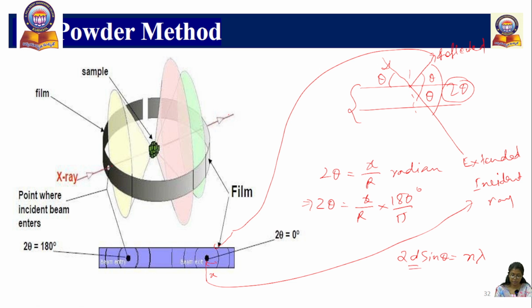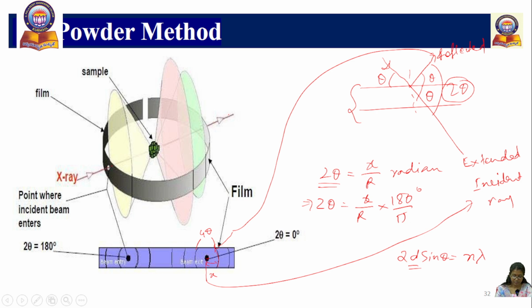So we need to remember a few things in the powder method. The plane orientation we do not know. That's why we find 2 theta. The angle from this center to this first arc is always 2 theta. From this arc to this arc, it is 4 theta.